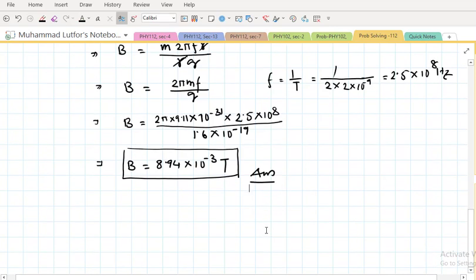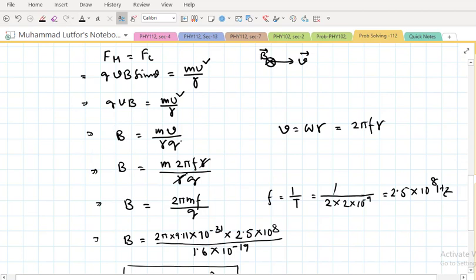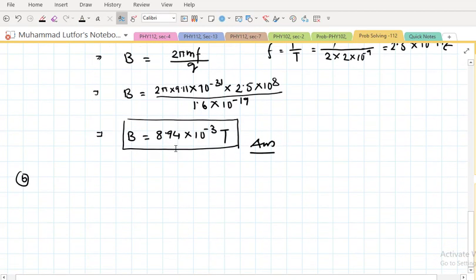Fine. Now what about the second one? The radius of this semicircle of the electron, that we can find out also using the formula over here. From this one we can also find out the radius, because we know the magnetic field, right? Then we can find out that B is m into V divided by Q into R, or we can write down R would be m into V divided by Q into B.